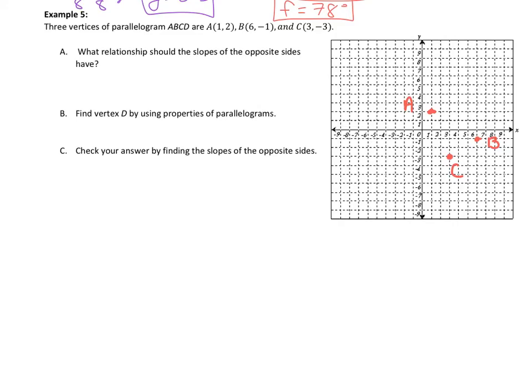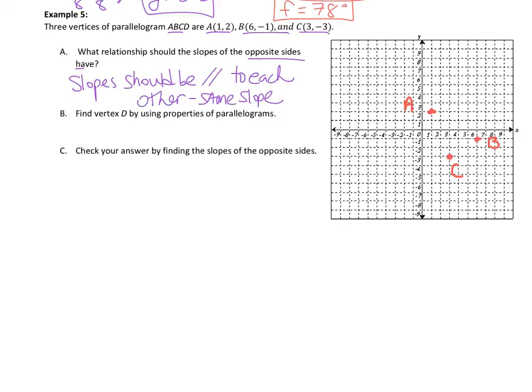For this last question, you need to pay attention to the letters in the order that they are given. We give you A, B, C, the first 3 letters, which means if we continue that around, A to B to C, we're missing a point D that's going to be somewhere over here. So you need to be able to estimate where that letter is going to end up. We know that the opposite sides should be parallel to each other, and that means they will have the exact same slope.